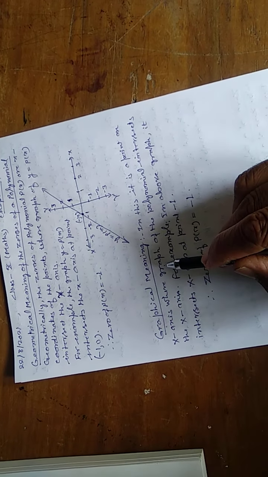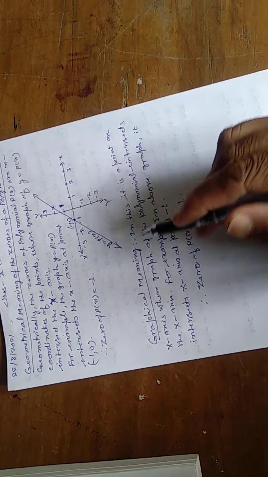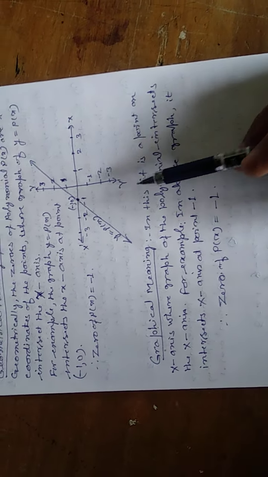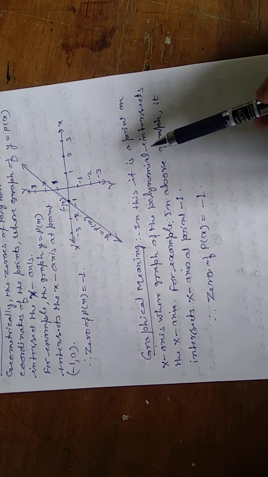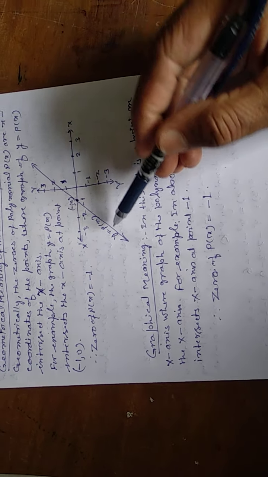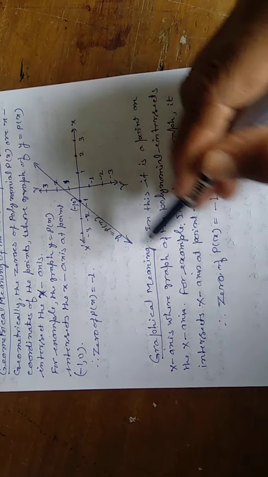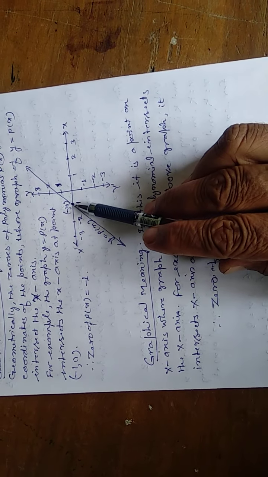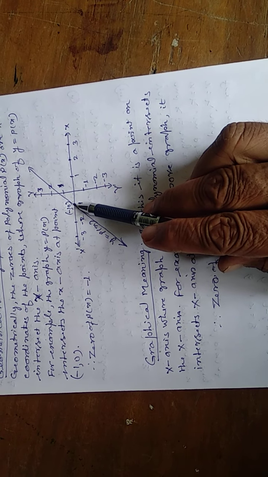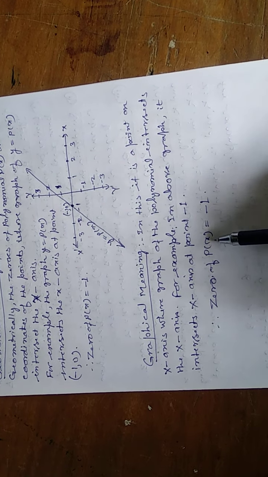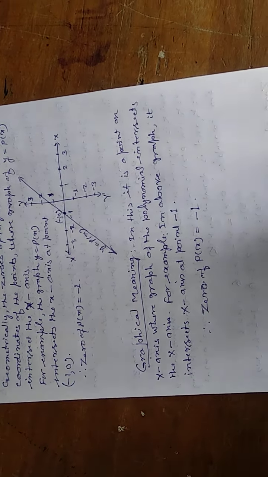Graphical meaning. In the graphical meaning, it is a point on the x-axis where the graph intersects the x-axis. For example, this is the graph of the polynomial y equal to P(x). This graph intersects the x-axis at point minus 1. Therefore, the zero of this P(x) is minus 1.